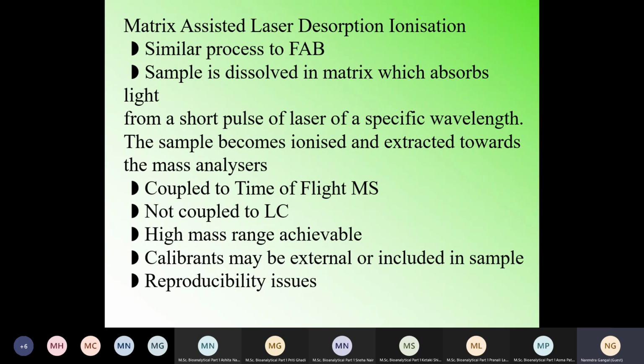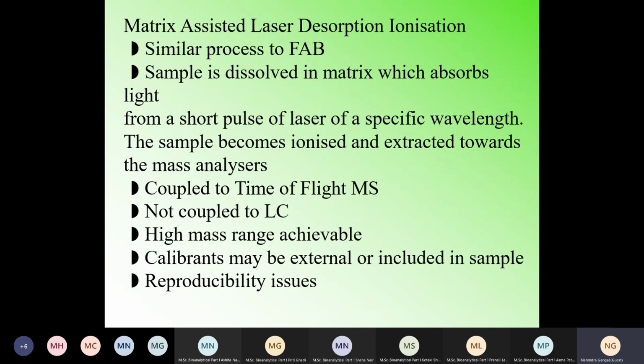Quadrupole is a mass analyzer. Quadrupole machines are generally used only for smaller molecules, less than 1000 molecular weight, that is 1000 Dalton. Whereas if I have a very high molecular weight, let us suppose 1 million, 2 million, I cannot use quadrupole because quadrupole has no capacity of that kind. So it has to be coupled with a mass analyzer which can analyze a very high molecular weight. So typically MALDI is coupled with a time of flight mass analyzer.